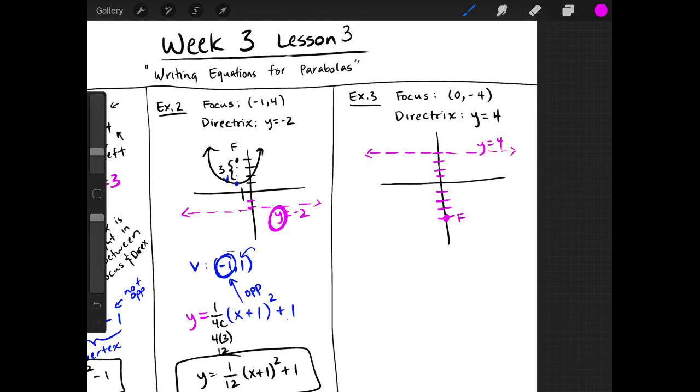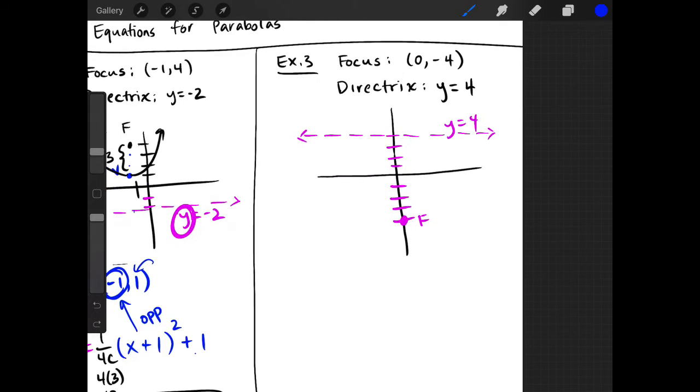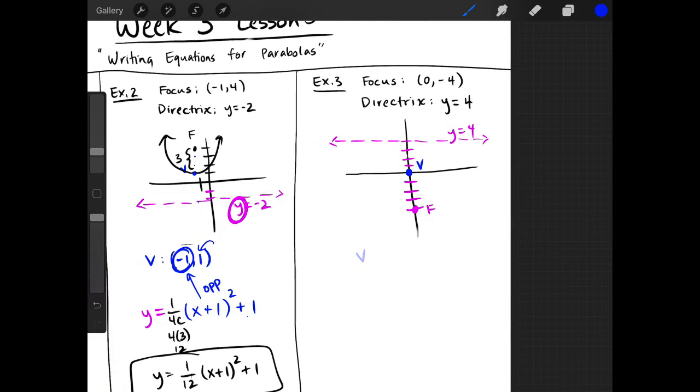And we want to find our vertex. Now I've made this one a little bit easier, but sometimes when I make things easier, it looks a little more complicated. We have to figure out what point is right in between them. This is a total distance of 8 here. The point that splits it in half perfectly is right there. That's at (0, 0), right? That's 4 away from both the focus and the directrix. So our vertex ends up being (0, 0).